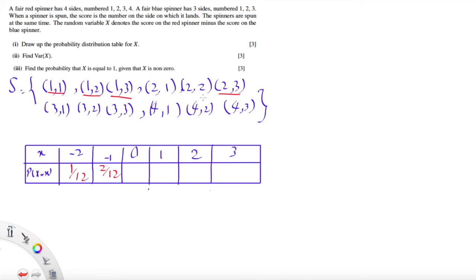Here, one case, 2 cases, 3 cases. So it will be 3 over 12. Difference of 1 will be 1, 2, and 3, so it will be 3 over 12. Difference of 2: here, nothing left, 1, 2, so it will be 2 over 12. Difference of 3: there's just one case, which is 4 and 1, which is 1 over 12.